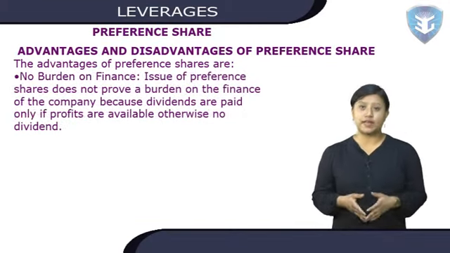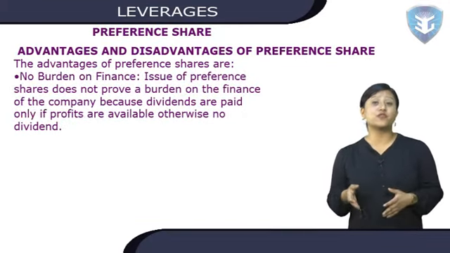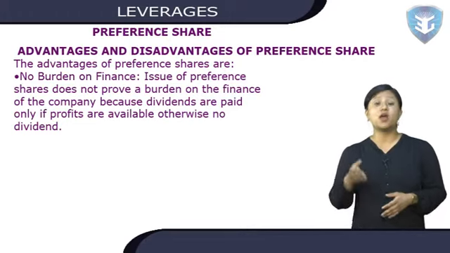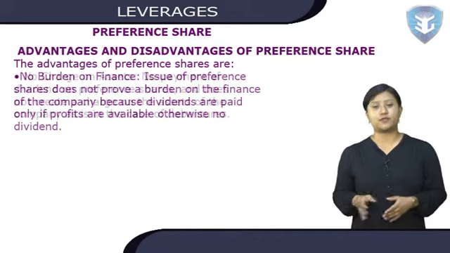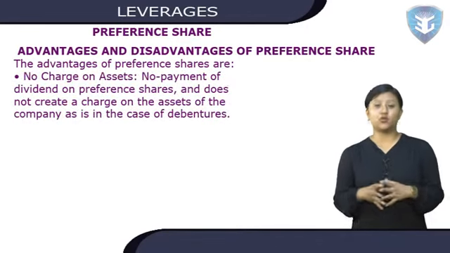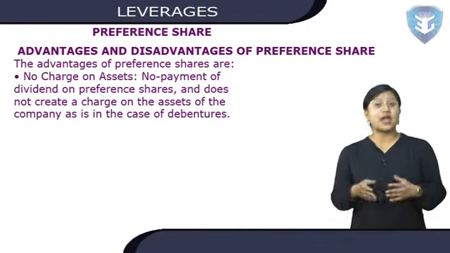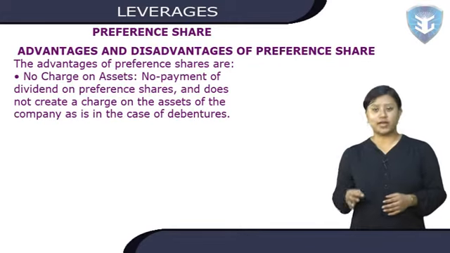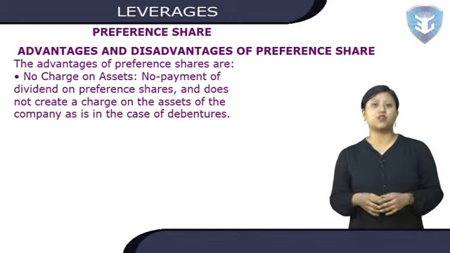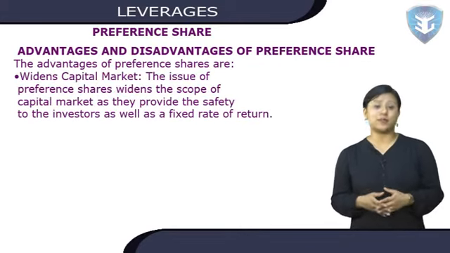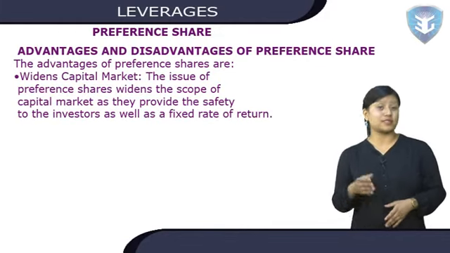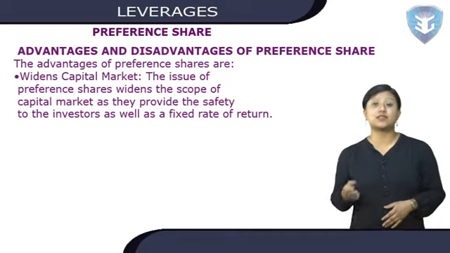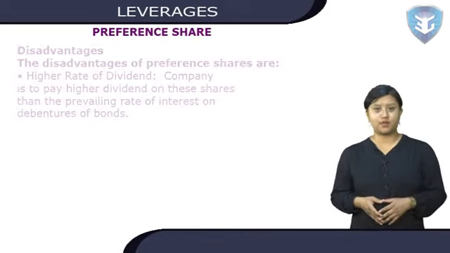No burden on finance. Issue of preference shares does not prove a burden on the finance of the company, because dividends are paid only if profits are available, otherwise no dividend. No charge on assets. Payment of dividend on preference shares does not create a charge on the assets of the company, as is the case with debentures. Widens capital market. The issue of preference shares widens the scope of the capital market as they provide safety to the investors as well as a fixed rate of return.